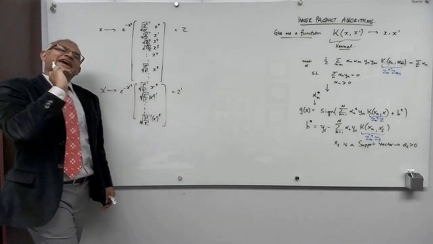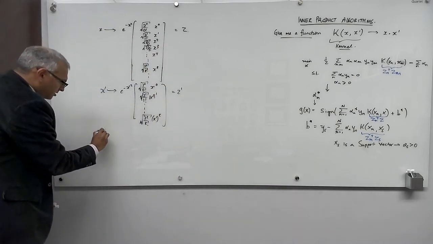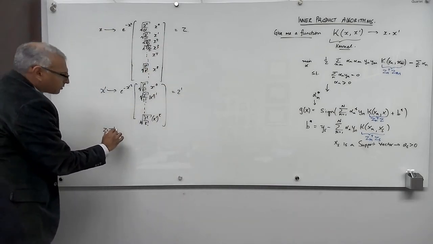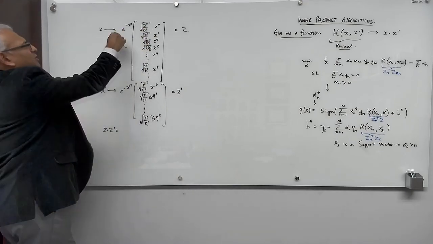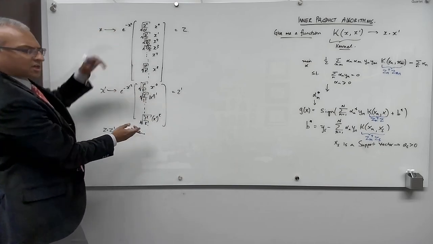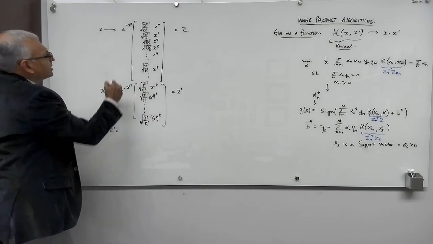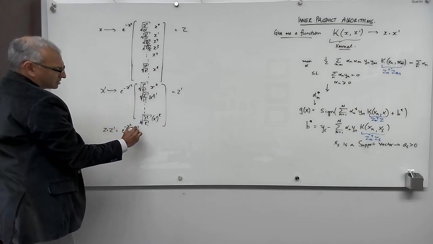And if I were actually to go into this space and compute the dot product, z dotted into z prime is equal to e to the minus x squared, e to the minus x prime squared. These turn out to be important. That normalizes this whole thing. It keeps this under control. Otherwise, it's blowing up.